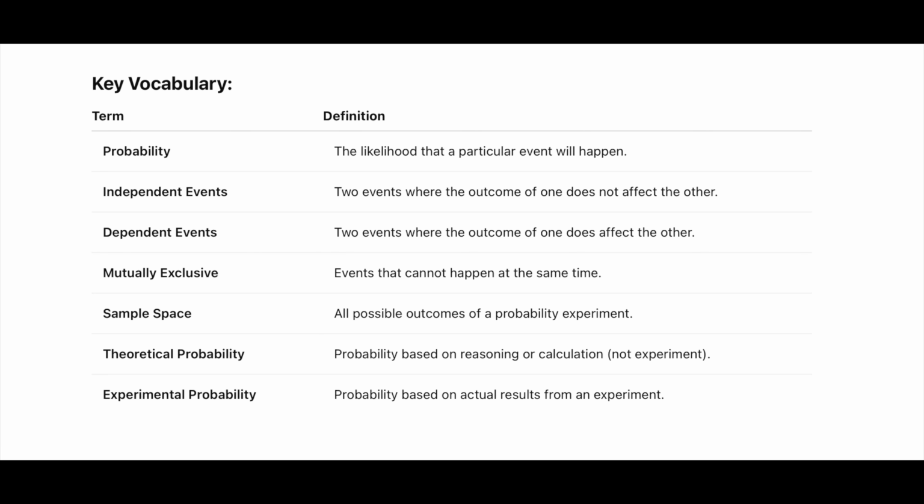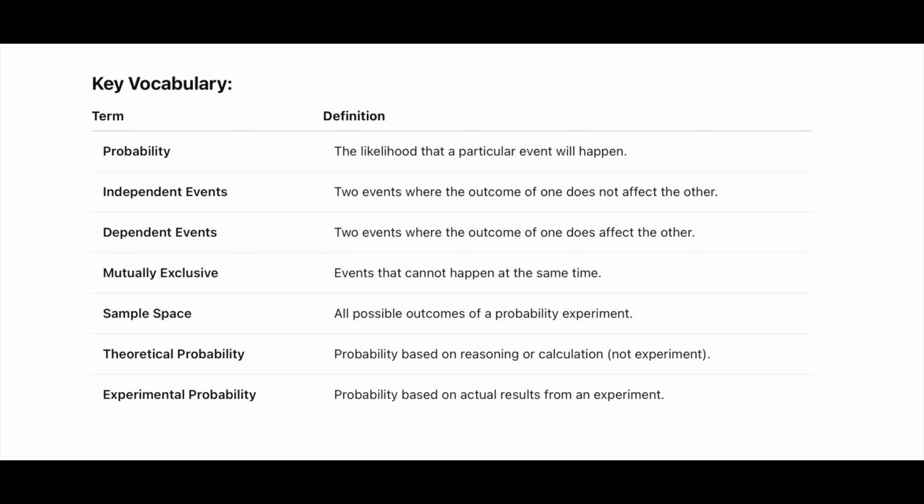Our first term is probability. Probability is the likelihood that a particular event will occur. Then we have independent events. Two events are independent if the outcome of one does not affect the other. Dependent events are two events where the outcome of one does affect the other. Mutually exclusive are events that cannot happen at the same time.